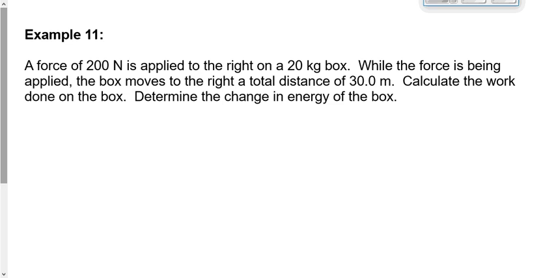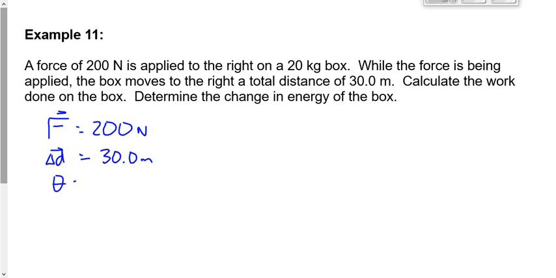Example number 1: A force of 200 newtons is applied to the right on a 20 kilogram box. While the force is being applied, the box moves to the right 30.0 meters. Calculate the work done on the box to determine the change in energy of the box as well. Let's write down some givens here. We're applying a force of 200 newtons, that's not work, that's force. That force is to the right. My displacement is also to the right. What's the angle between the way that it moves and the way that the force is applied? 0. I'm going to say theta is equal to 0 degrees here.